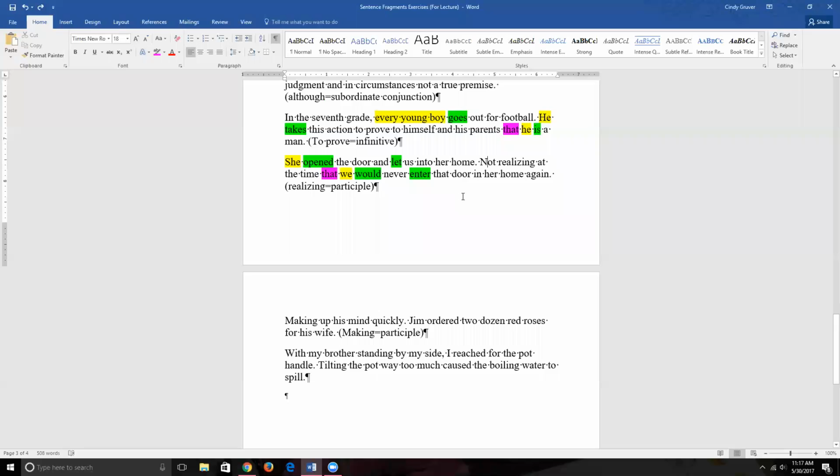I'm going to change it up and say that it's we who were not realizing it. We were not realizing at the time that we would never enter the door to our home again. So our true subject at this time is going to be we, and were and realizing are our verbs. You can see this is a present participle, but now we have married it up with a to-be verb. And so now we do have a complete verb. Realizing by itself is just a participle, but a participle plus a to-be verb gives us a complete verbal phrase.